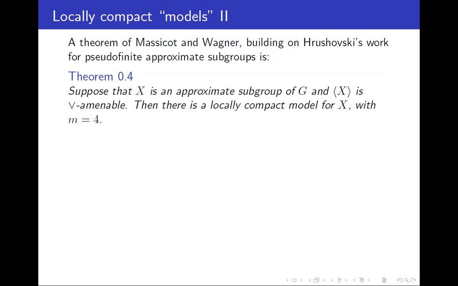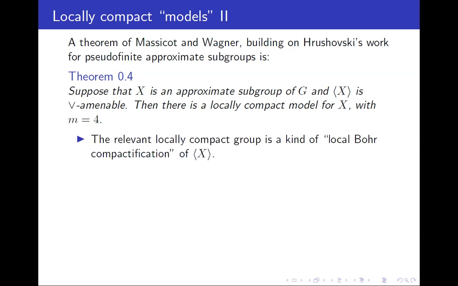This is a theorem, and I think in this level of generality, maybe Sanders is involved. Sanders, Shushofsky, Basikov, Wagner, I don't know. Yeah. So this is a statement, but using amenability. The relevant locally compact group is a kind of local Bohr compactification of the group generated by X. So I'll discuss Bohr compactifications later.